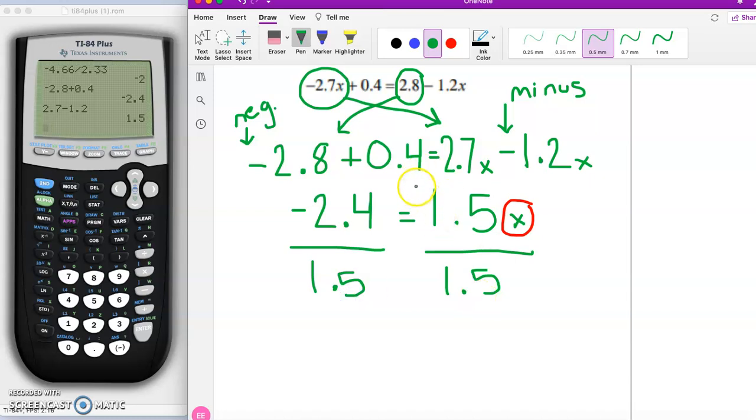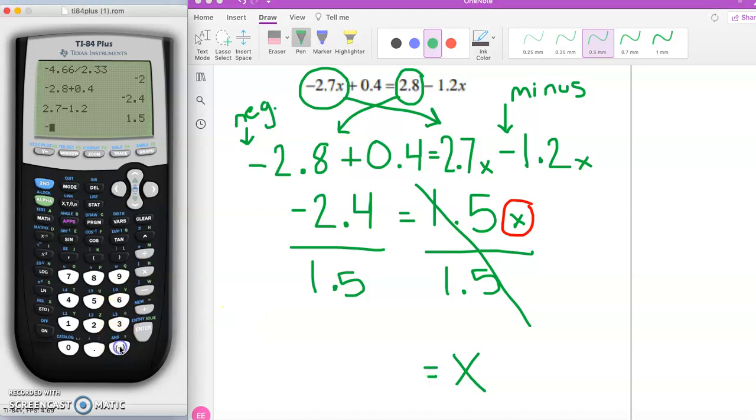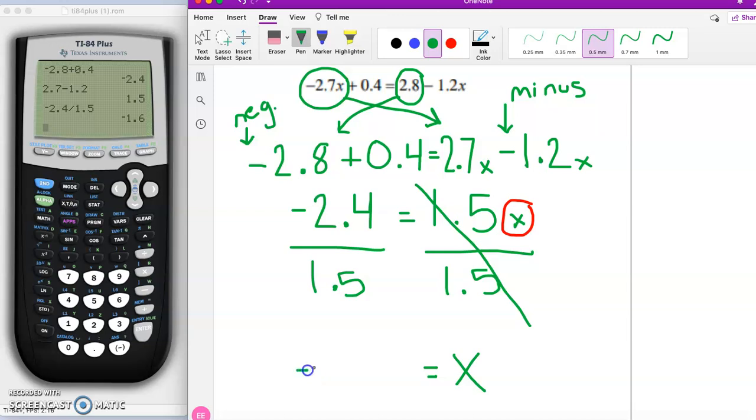All right, these cancel out, and we're just left with the x now, right? All we have is our x. And now we're just going to divide negative 2.4 divided by 1.5. And we get negative 1.6. That is our x. That is your answer.